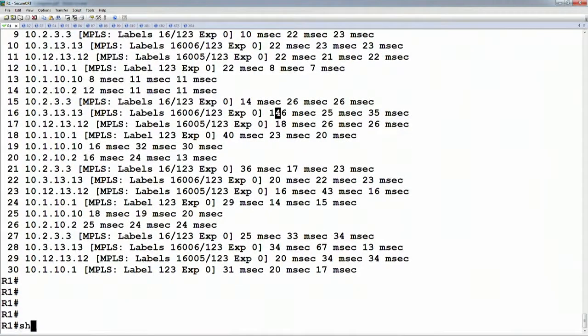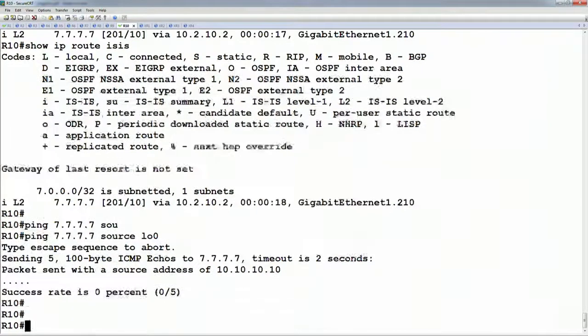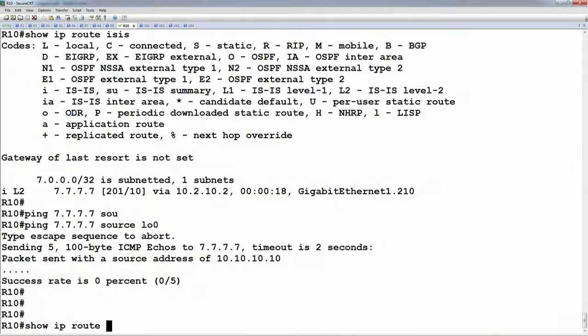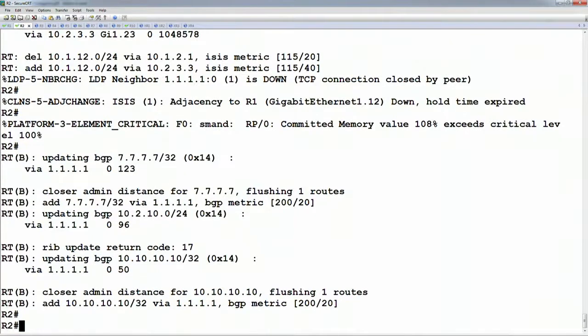Okay, let's look at the show IP route for VRF-B. And it says 7777 is via router 10. Okay, it looks like the route is stable, but let's now go down to 10 and see which way it's using. Show IP route for ISIS. It says go to router 2. The route is 3 minutes old. So the route is not flapping, but we go to router 2 and then we show IP route for VRF-B.